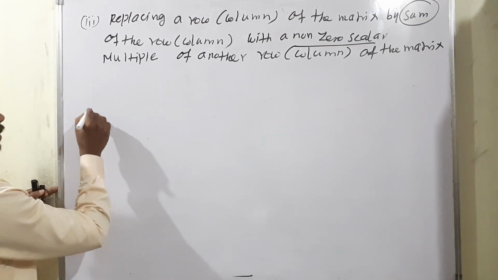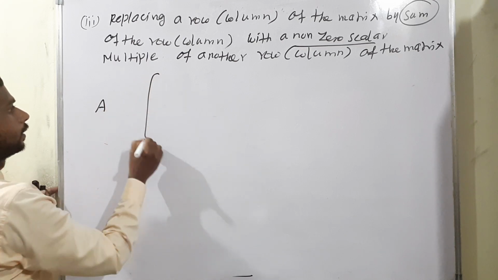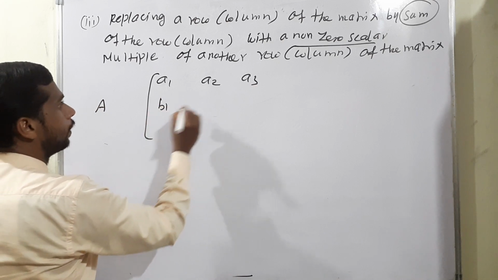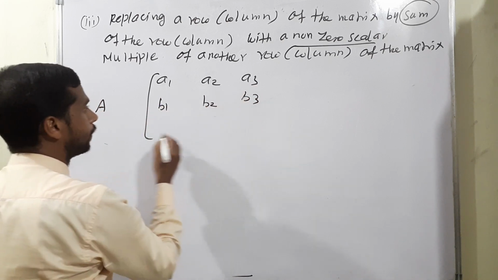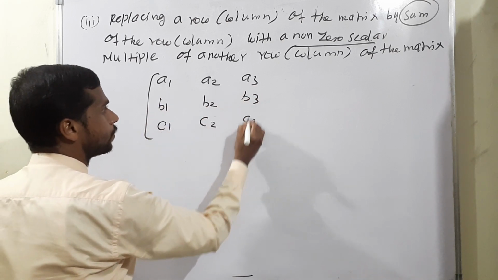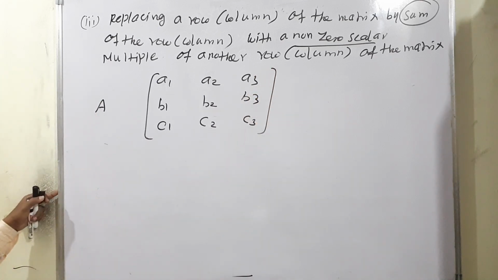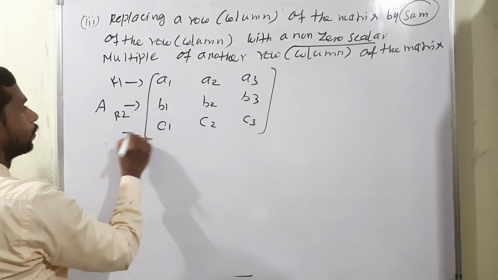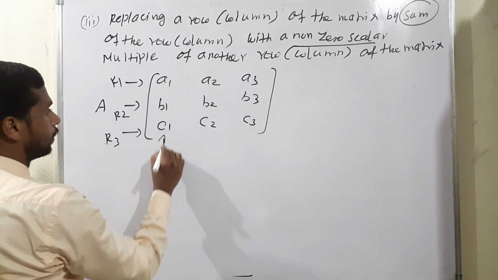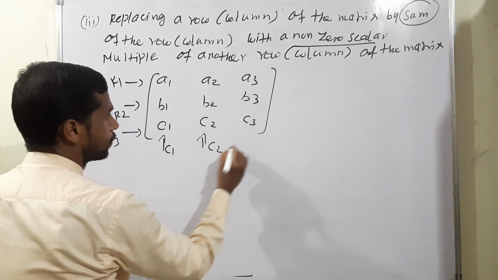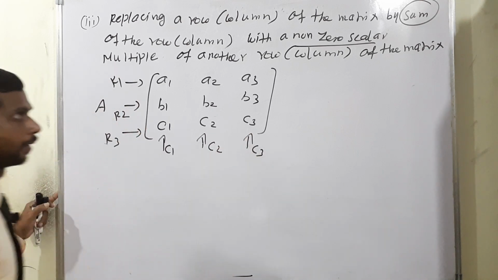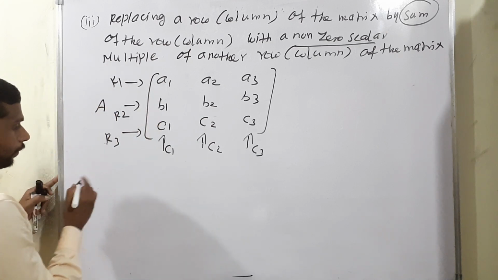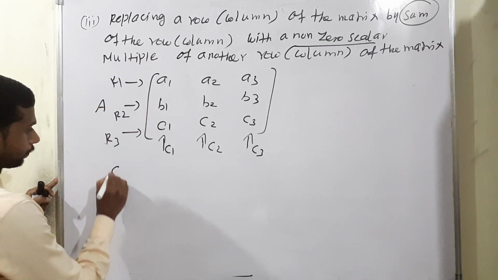Just consider a 3 into 3 matrix, what is the meaning? A1, A2, A3, then B1, B2, B3, then C1, C2, C3. We already know R1, R2, R3, and this is C1, C2, C3, column 3. Sum of the row or column means, just for example.